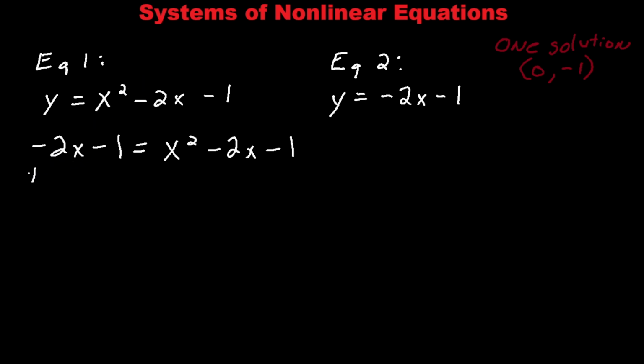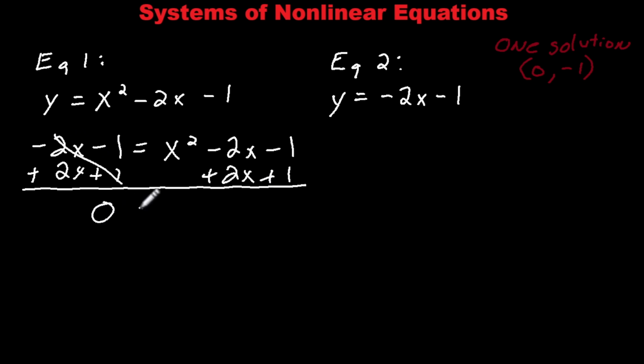So I'm going to add 2x to both sides. And I'm going to also add 1 to both sides. When I do this, I get 0 on the left equals x squared, since these are a 0 pair. So I have x squared equals 0. When I take the square root of both sides, I get x equals 0. And that is confirmed from our graphing solution.